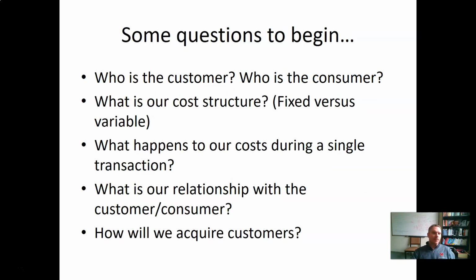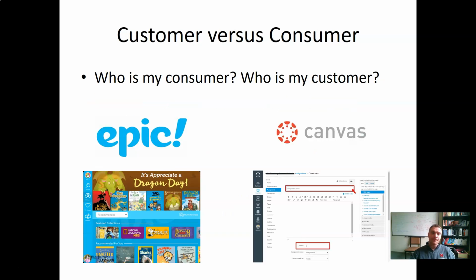So we're going to begin with a couple of questions. First, who is the customer and who is the consumer? What's our cost structure, fixed versus variable? What happens to our cost during a single transaction? What's our relationship with the customer and consumer, and how will we acquire customers? We will, in the coming weeks, dig deeper into each one of these things. We'll just touch on them today because they're relevant for picking a revenue model that makes sense for our venture.